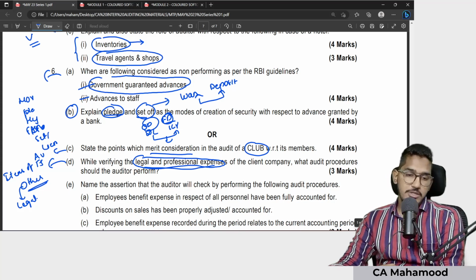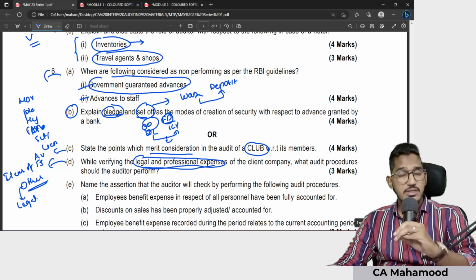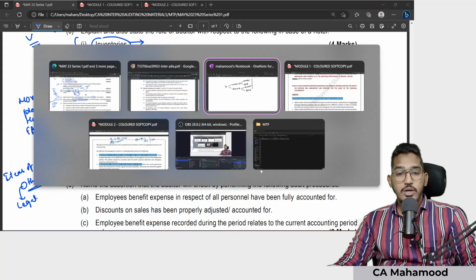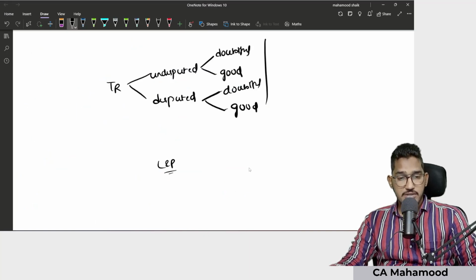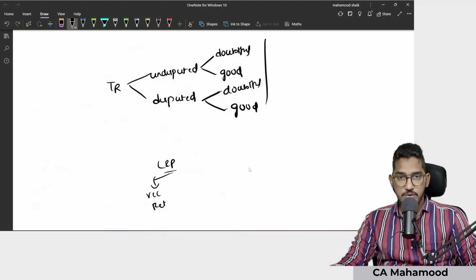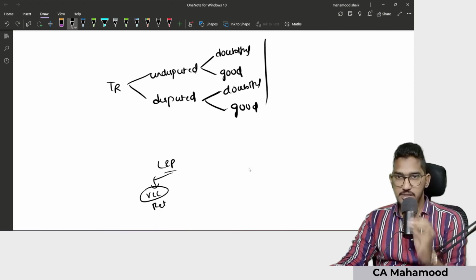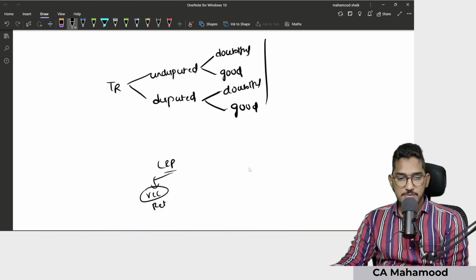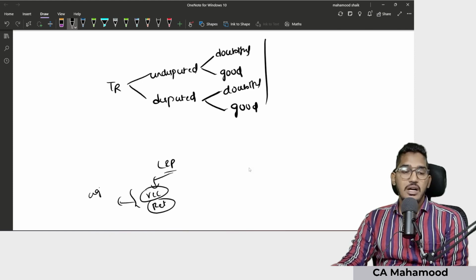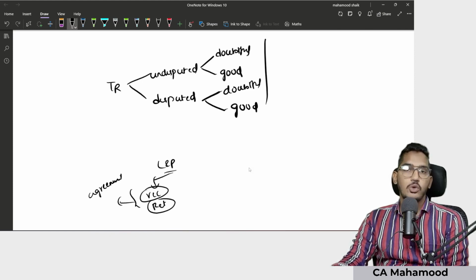In legal and professional expenses also, there will be recurring expenses and non-recurring expenses. When it comes to legal and professional charges, recurring expenses are those which are under retainership agreements. So when you enter a retainership agreement with the lawyer, month on month you have to pay a fixed sum of money, and that comes under recurring expenses. And how do you verify recurring expenses? We will verify them with the agreement that has been entered into with that lawyer.